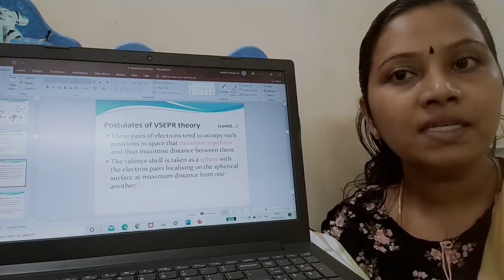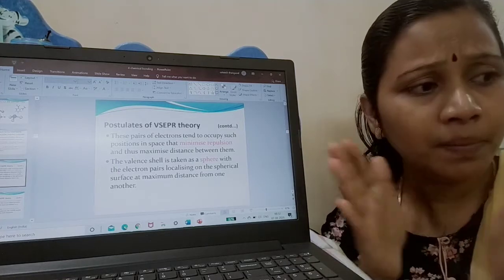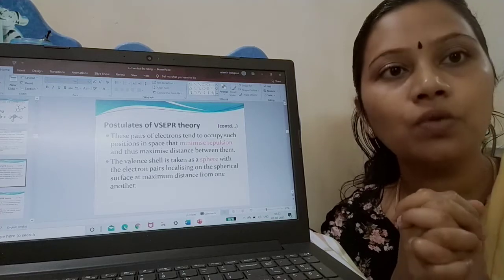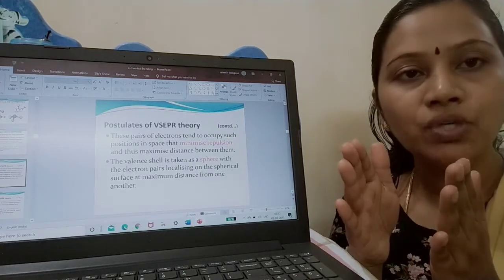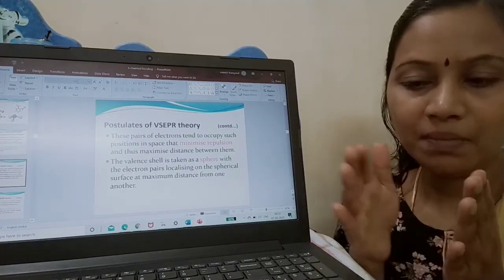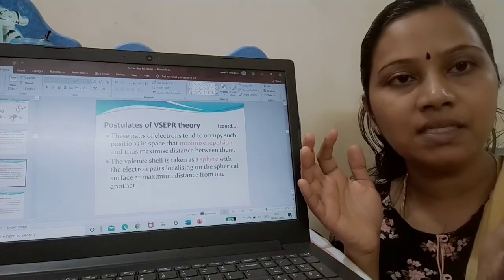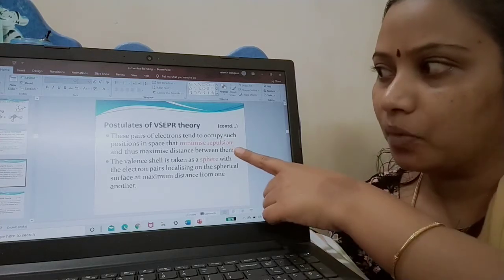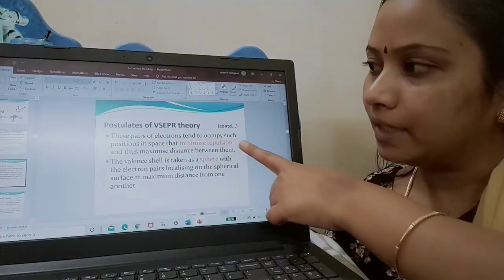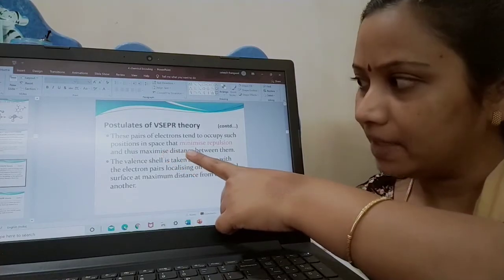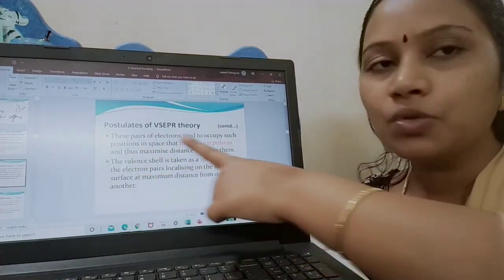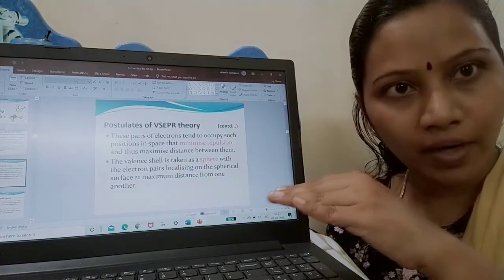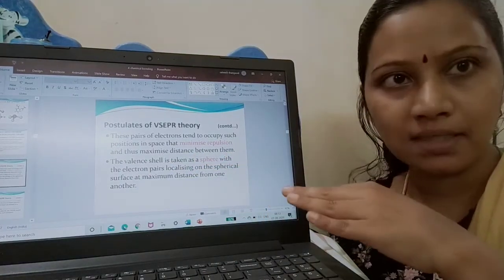Okay, clear? See, I am telling you, the electron pairs started repelling each other. They want to avoid this repulsion. So what they are doing, they are trying to increase the distance between them. They are maximizing the distance. If they are maximizing the distance, then obviously the electron pair repulsion is reduced. So that's the third postulate. The pairs of electrons tend to occupy such a position in space to minimize the repulsion. So if they minimize repulsion, then they are maximizing the distance between them. In order to minimize repulsion, they have to maximize the distance between them.